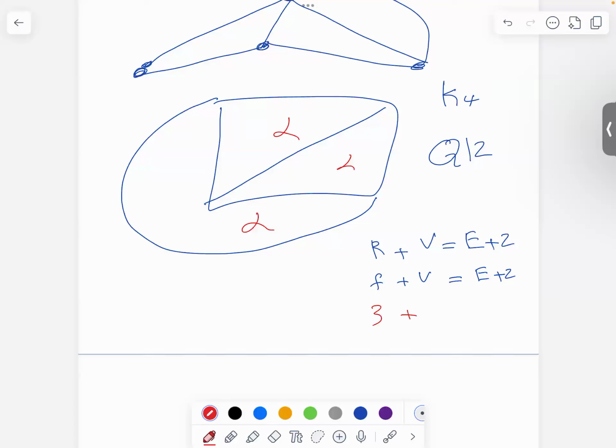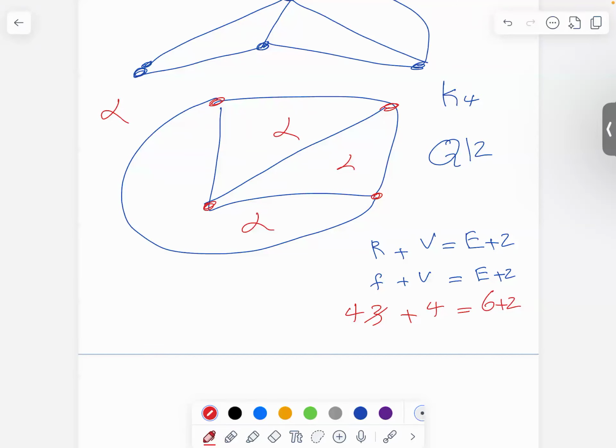3. How many vertices do I see here? 1, 2, 3, 4. How many edges do we have here? 4 for the square, 1 for the diagonal, and 1 for the outside curve. So 6. 6 plus 2. So it has to be the same. So this means this 3 is wrong. In fact, the outside is another region as well. So we have 4 plus 4 equals 6 plus 2.